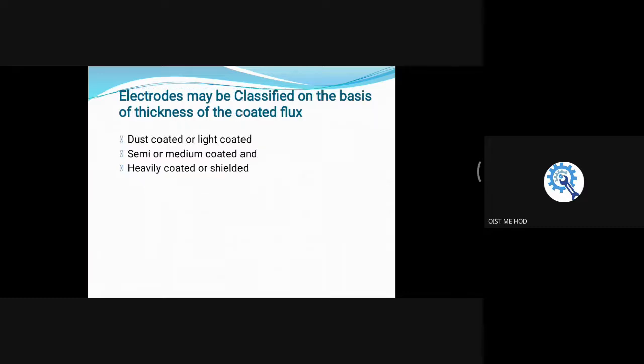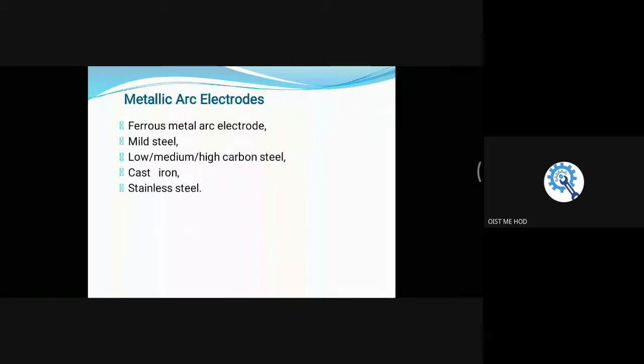Then the electrode. Electrode is playing an important role and it very much depends on the thickness and coated flux. It can be dust coated or light coated, medium coated and heavily coated, and shielded. Then in metallic arc electrode, it can be ferrous and non ferrous also.